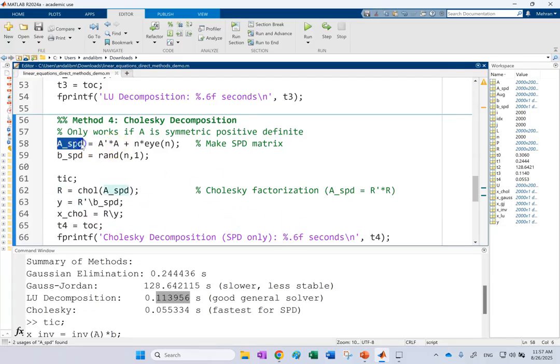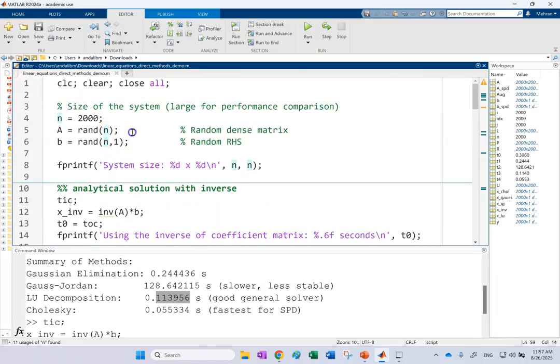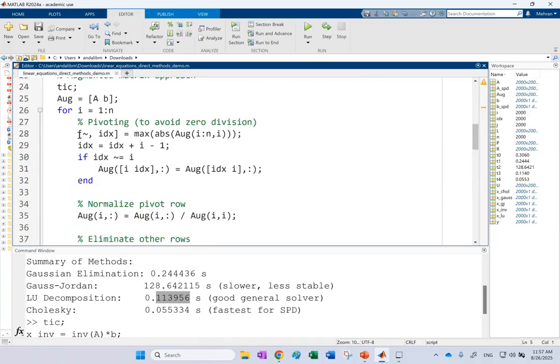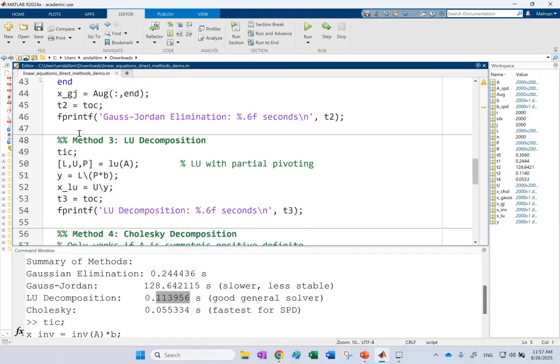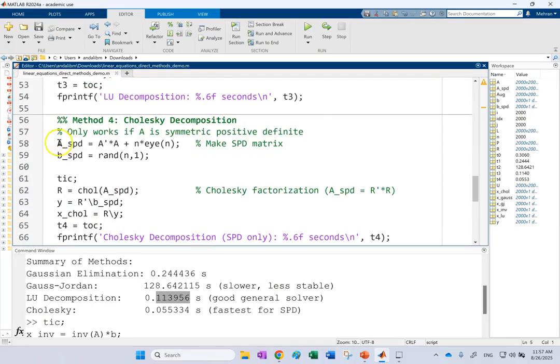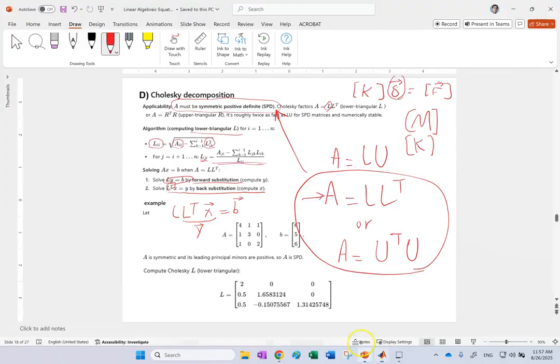Now, how did I make sure that the coefficient matrix is symmetric positive definite? Because my matrix to start with was a random matrix. It's not necessarily symmetric or positive definite. The way I forced it to be positive definite and symmetric is I formed a new matrix, which was A transpose times A. You know, for any matrix A, if you calculate A transpose times A, this is a quadratic form. It's always positive definite.